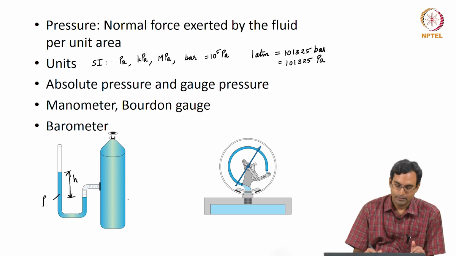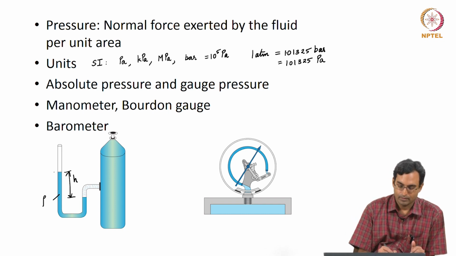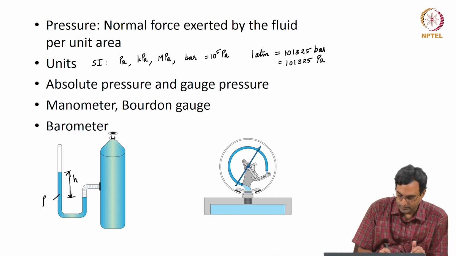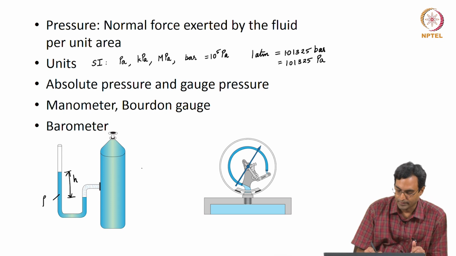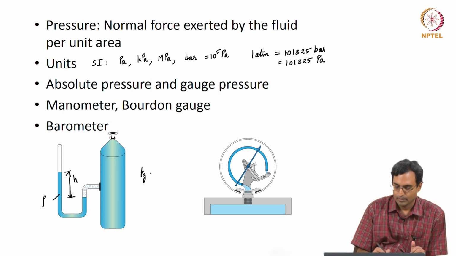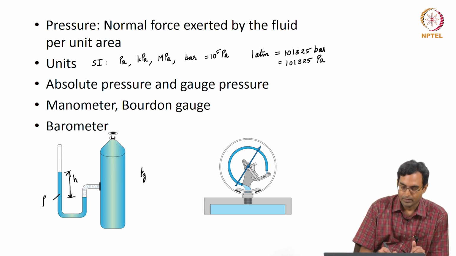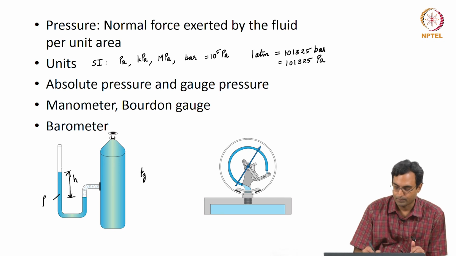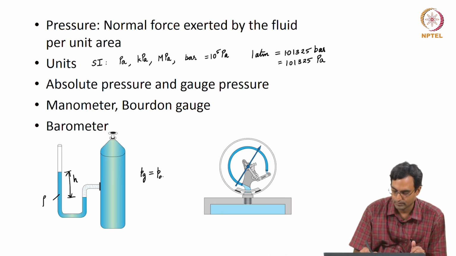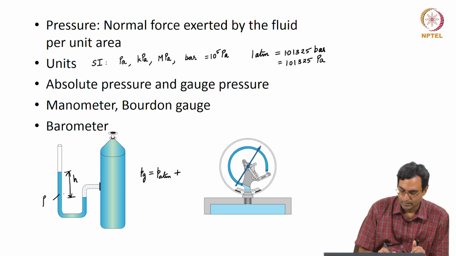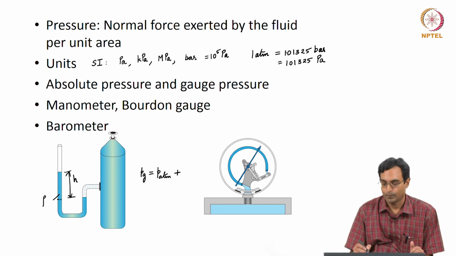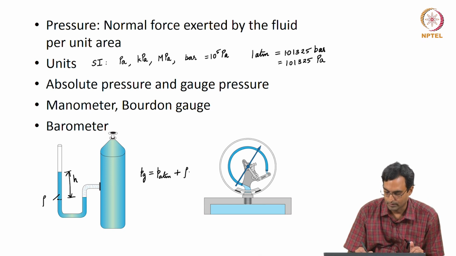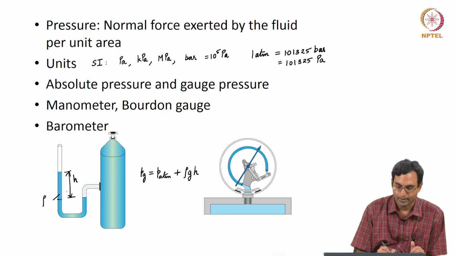So if we do that, then we can do a balance over here. We have the pressure which is acting over here, the pressure of the gas, that must be equal to the pressure of the atmosphere which is here, atmospheric pressure, plus the pressure due to the difference in the height of the liquid, which is the density of the liquid times acceleration due to gravity times this height.